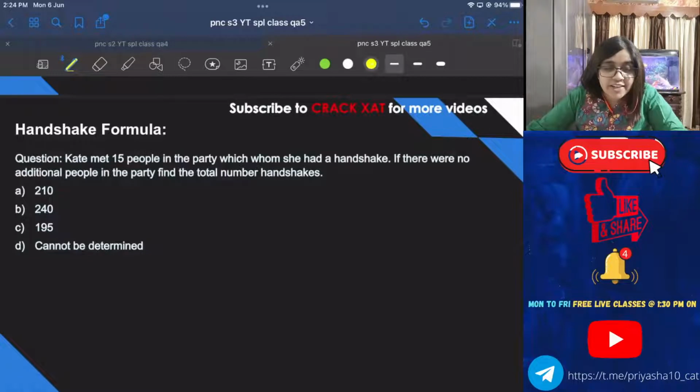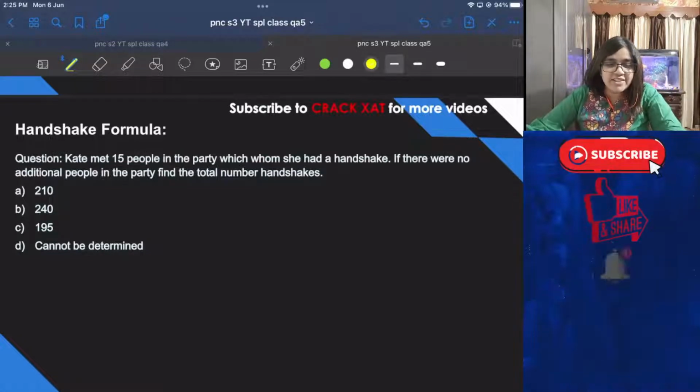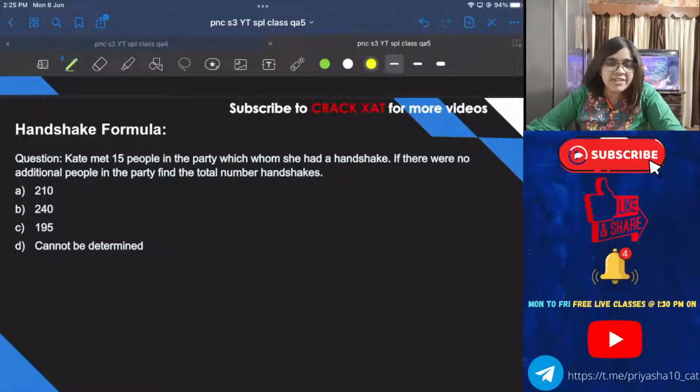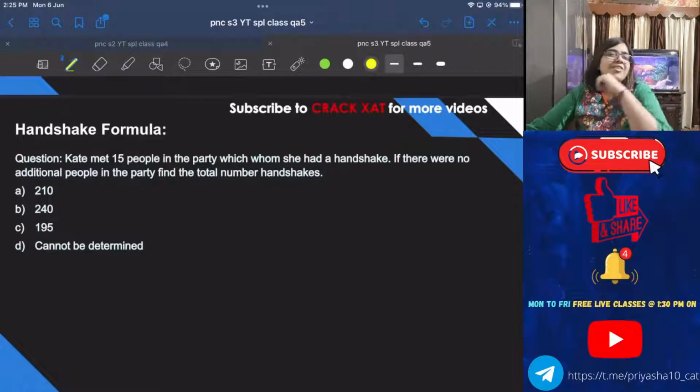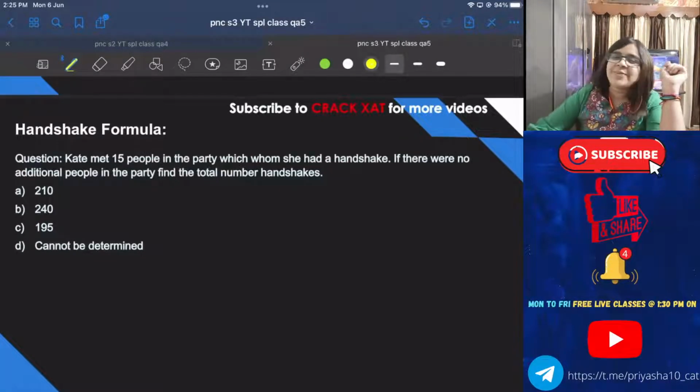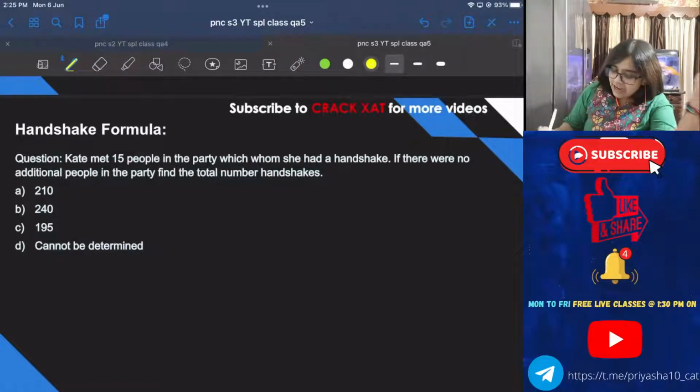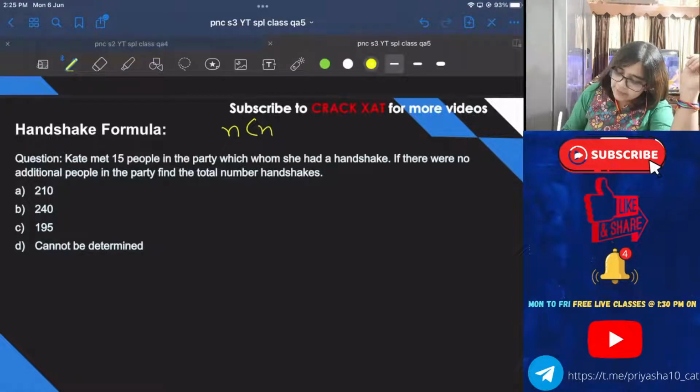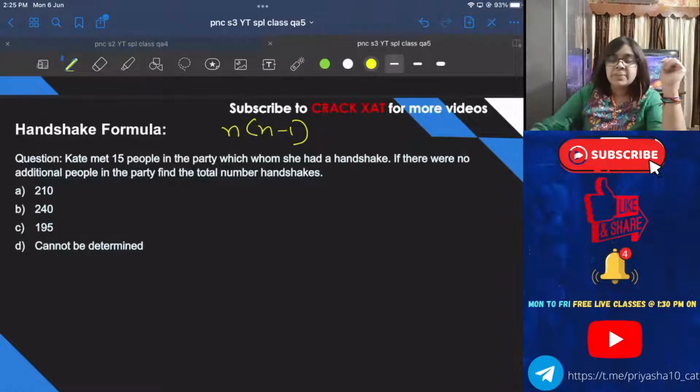Okay, Naman has already given me an answer. What do others think about this? Naman, your answer is wrong. Which formula have you used, Naman? I'm pretty sure you have used the right formula but the wrong numbers. N into n minus 1. So, Naman has helped us with the formula which is n into n minus 1, where n is the number of people.